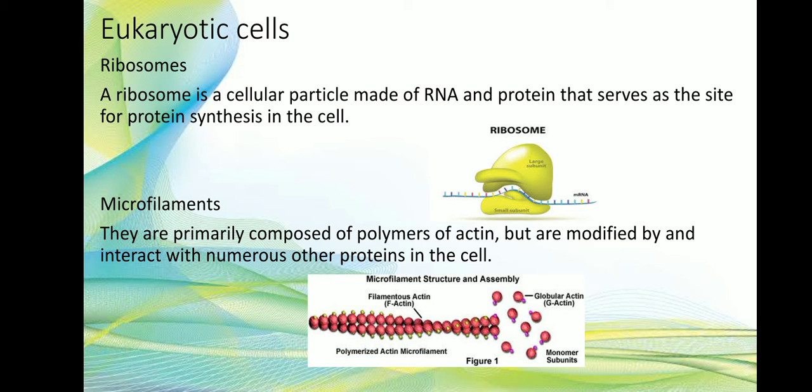Microfilaments. They are primarily composed of polymers of actin but are modified by and interact with numerous other proteins in the cell. Microfilaments play a role in causing cells to move. This occurs throughout the body and it is also very important for organisms whose entire body consists of one cell, such as an amoeba. Without microfilaments, they would not be motile.